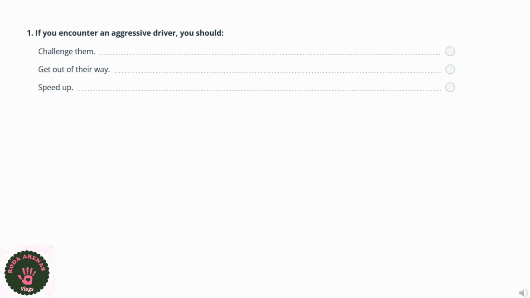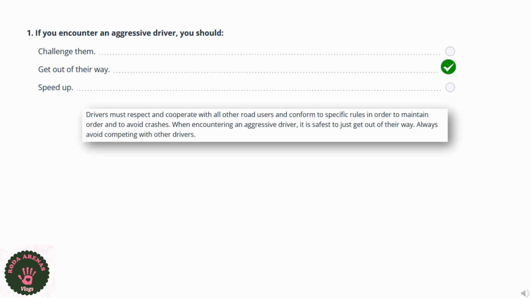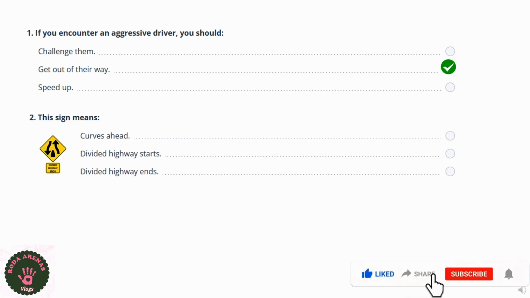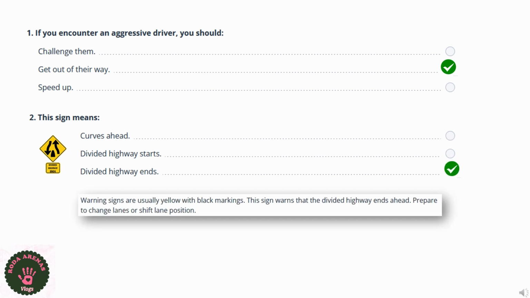If you encounter an aggressive driver, you should challenge them, get out of their way, speed up. The correct answer is get out of their way. This sign means curves ahead, divided highway starts, divided highway ends. The correct answer is divided highway ends.